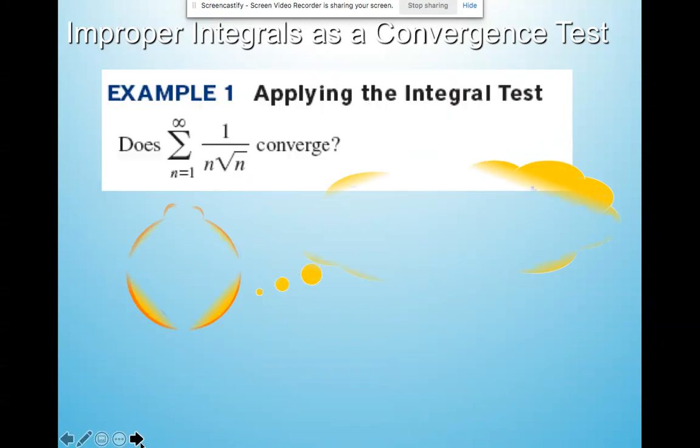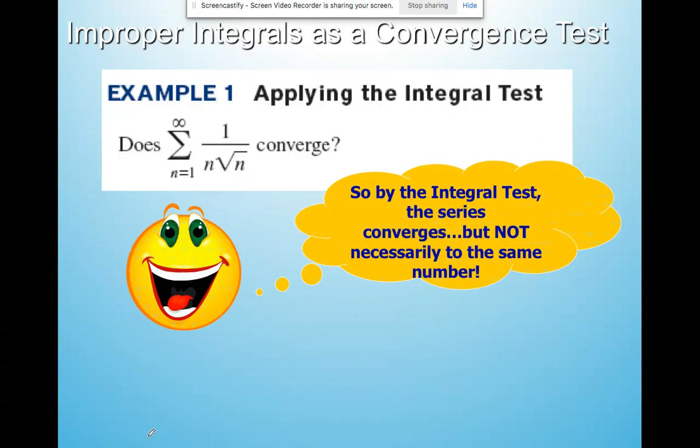Therefore, by the integral test, the series that I built the integrand from converges. I just can't say it converges to 2. Okay? That's how you use the integral test. The integral test is really improper integral work.